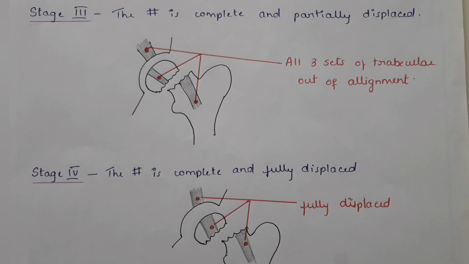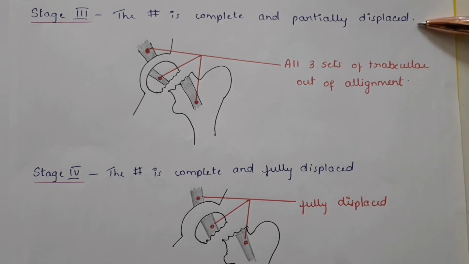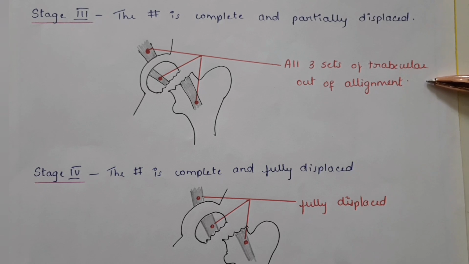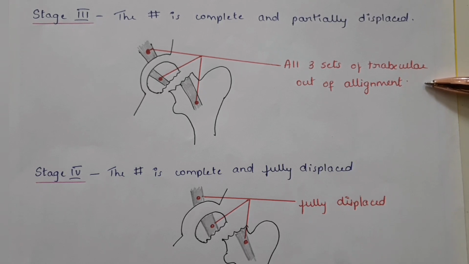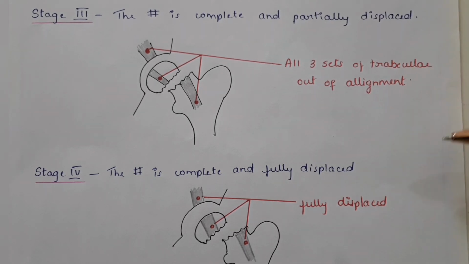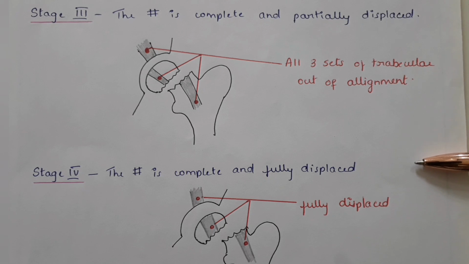Stage 3 is where the fracture is complete and partially displaced. That is, all three sets of trabeculae are out of alignment. Stage 4 is where the fracture is complete and fully displaced.